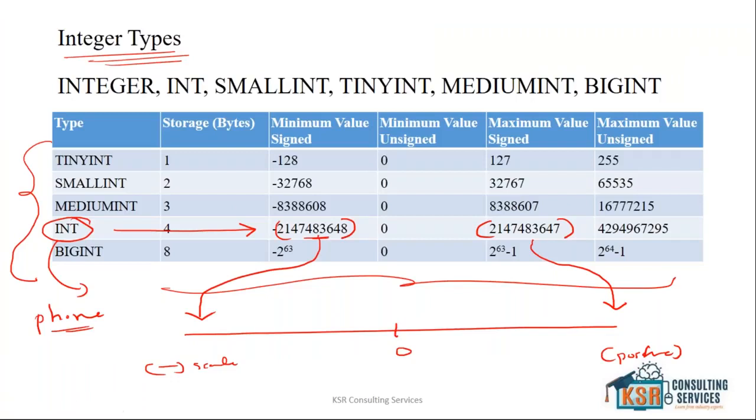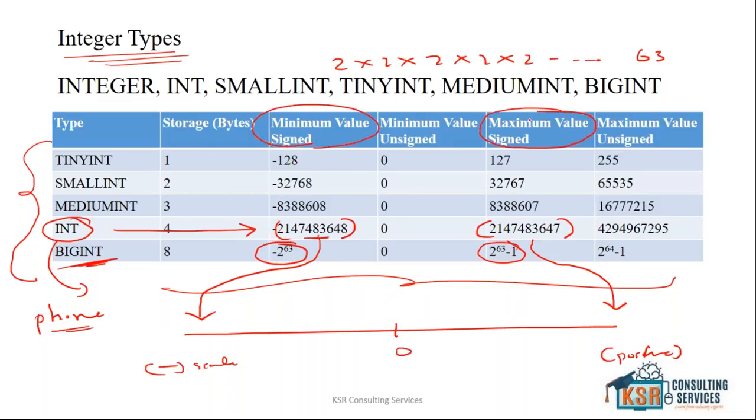If this is not possible, you can always go and use the next one. So what is this BIGINT? It will store a bit more than the integer. What is the minimum value and what is the maximum value? Even the system was not able to calculate, so they have given 2 to the power of 63 minus 1, like 2 into 2 into 2, 63 times. And this will be the minimum value it can fit, and this will be the maximum value it can fit.